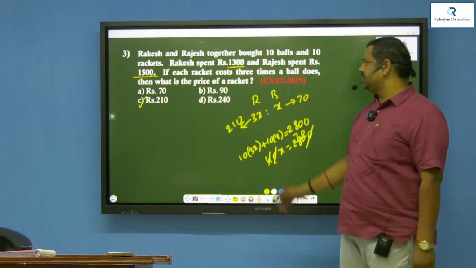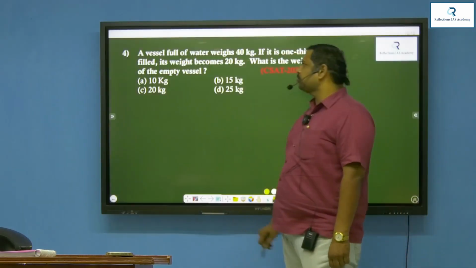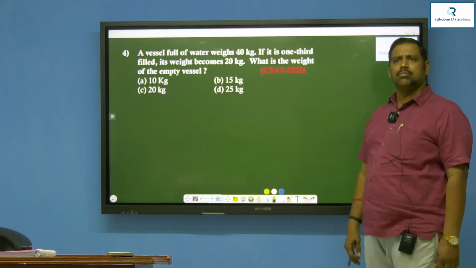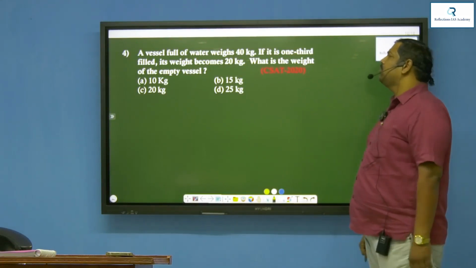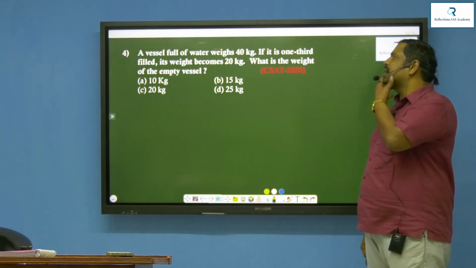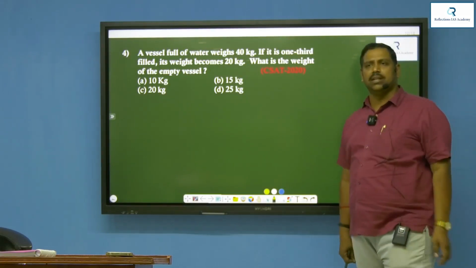Simple equation question, CSAT question 2019. Yeah, this is a beautiful question. A vessel full of water weighs 40 kg. If it is 1/3 filled, its weight becomes 20 kg. What is the weight of the empty vessel?